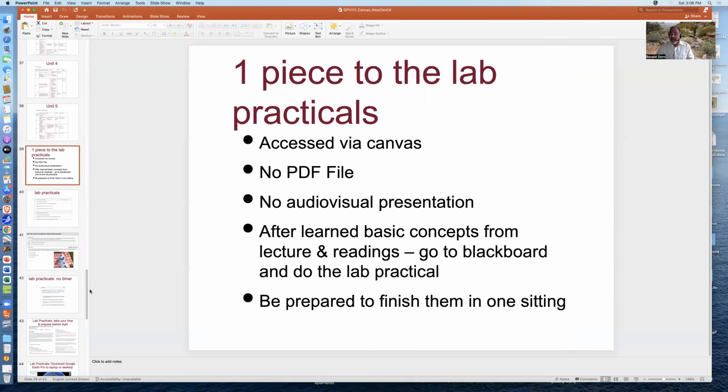It's one piece of knowledge that you need to apply. It's accessed via Canvas. There's nothing you can do to prepare for it before you click on the lab practical. The explanation for the lab practical and any additional readings and materials are up front. And because you can pause and resume, you can access those materials, read them, look at the questions, and then get back to me with questions you might have. There are no PDF files to read. There are no audiovisual presentations. So the idea is that you've learned the basic concepts in the lectures and the readings, and then you go do the lab practical. I don't know why it says Blackboard here. We're using Canvas.